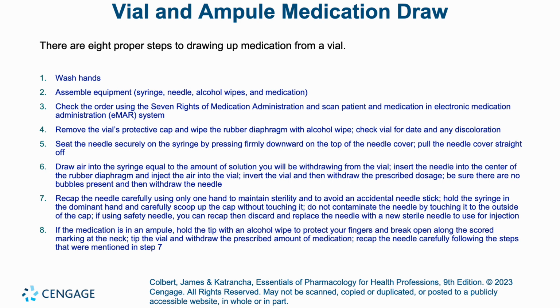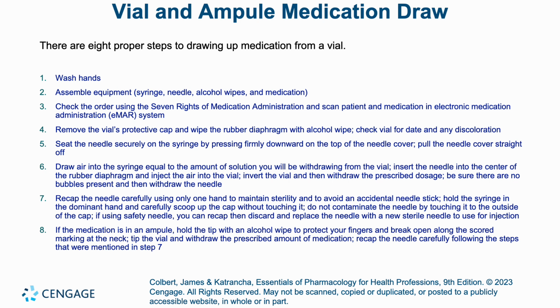If using a safety needle, you can recap, then discard and replace the needle with a new sterile needle to use for injection. I do recommend drawing up with a safety needle, or sometimes we call them a blunt needle, because it does dull the needle tip a little bit when you push it through the rubber. And for me, I don't want to inject somebody with a needle tip that's already been slightly dulled.